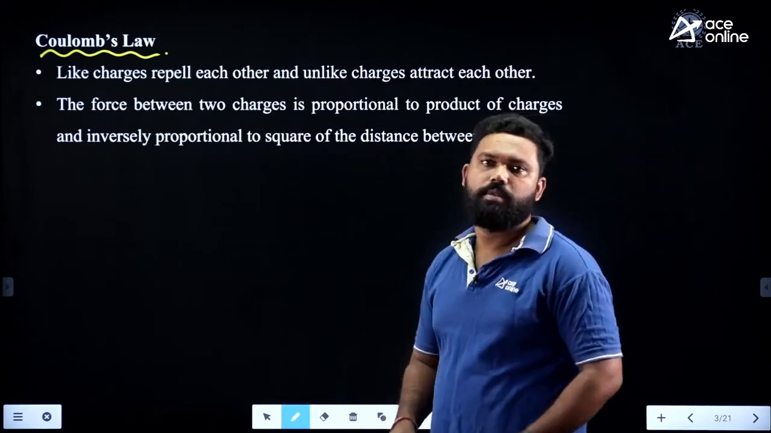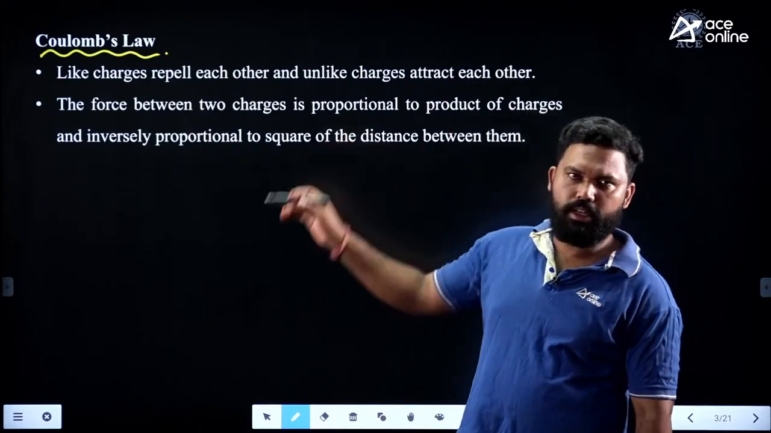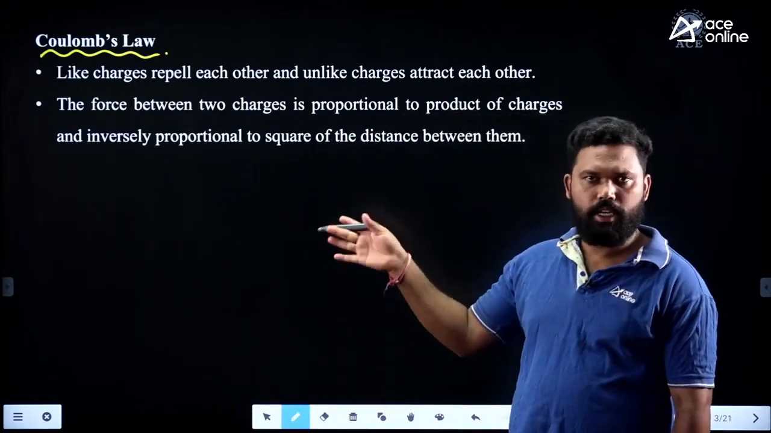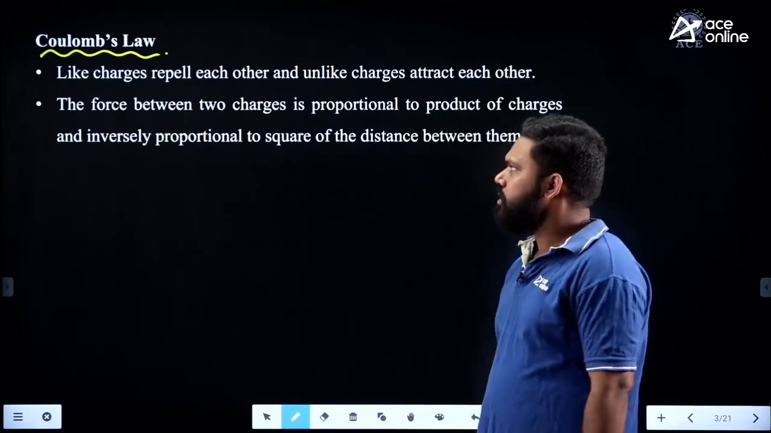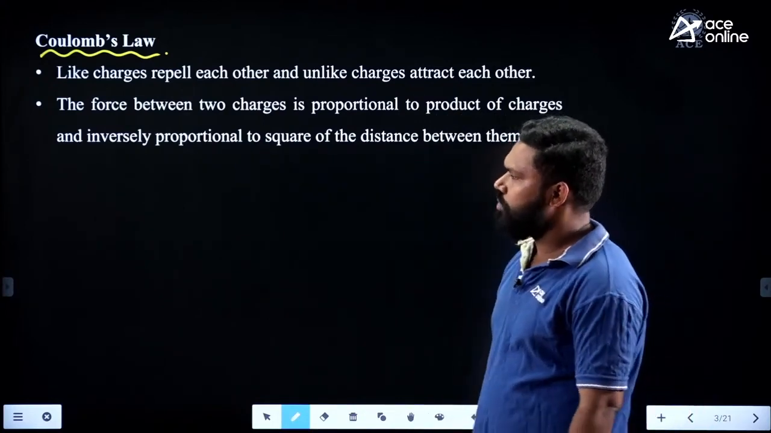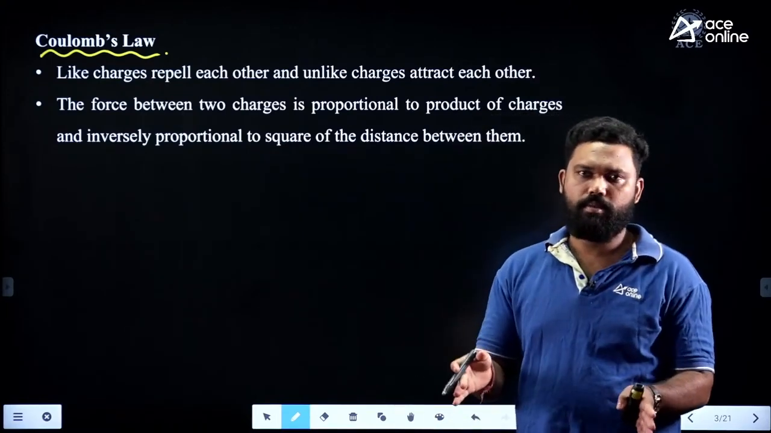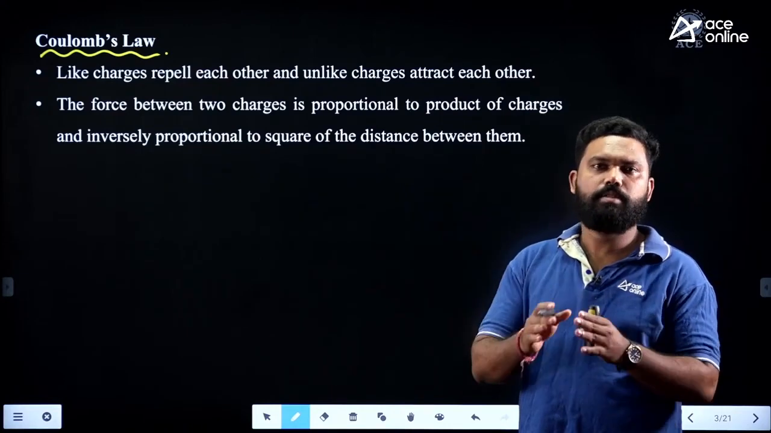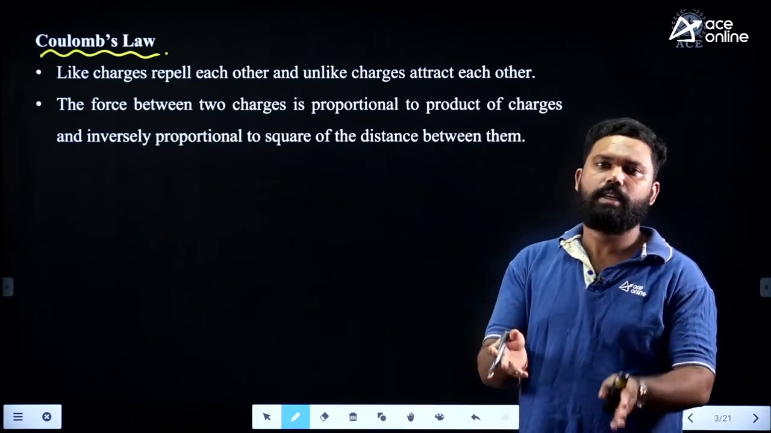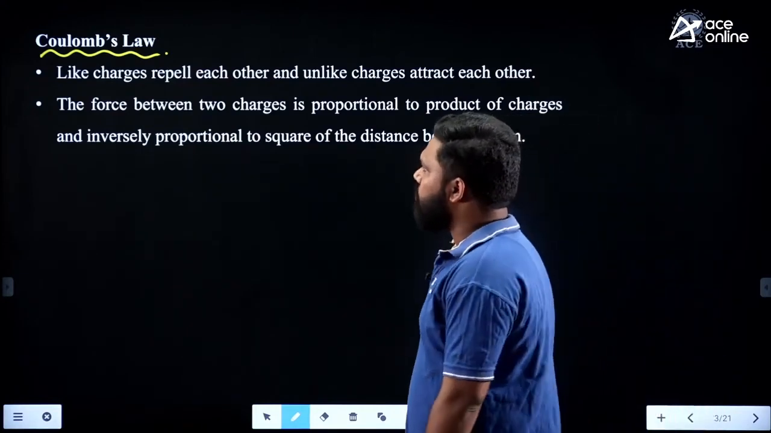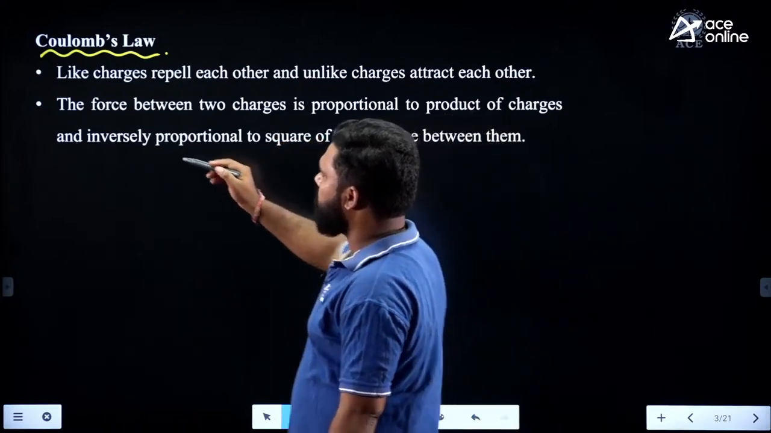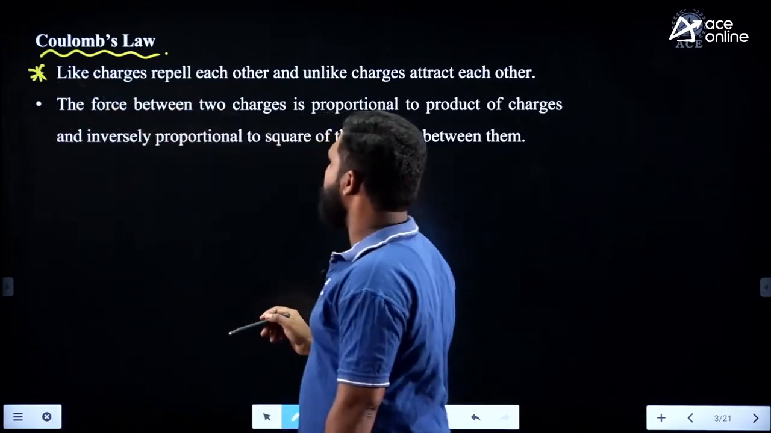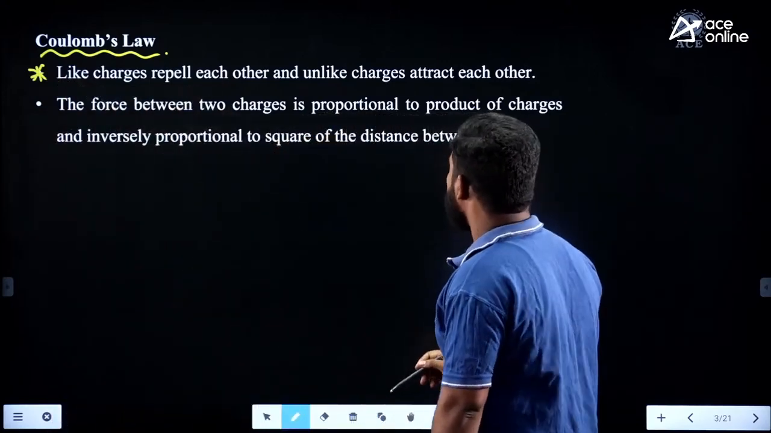Okay, fine. Let us start with Coulomb's law. It is a very fundamental law. You would have learned this in your physics also, but this is a part of electrostatics. See here, what is this Coulomb's law? If there are like charges, like positive, positive, negative, negative, so like charges will repel each other and unlike charges will attract each other. So what is the first statement you can check out here? Like charges repel each other and unlike charges attract each other.